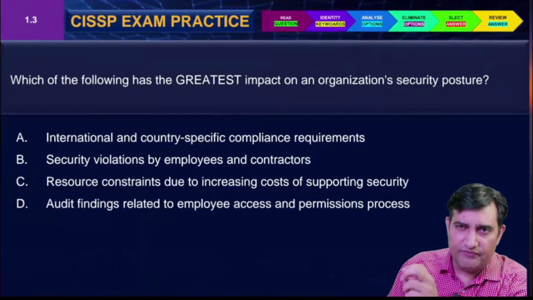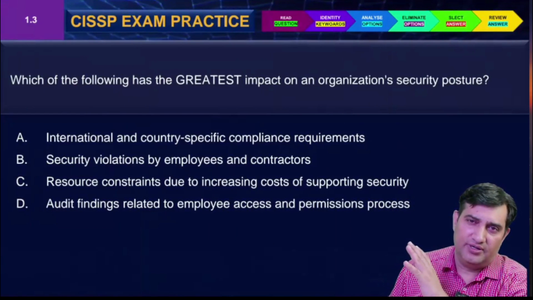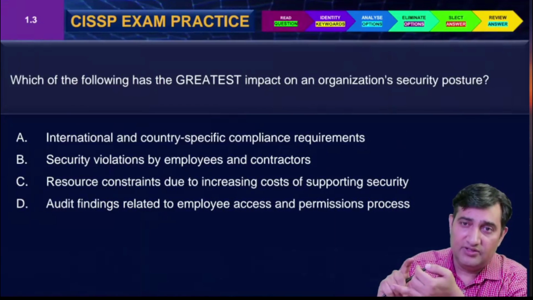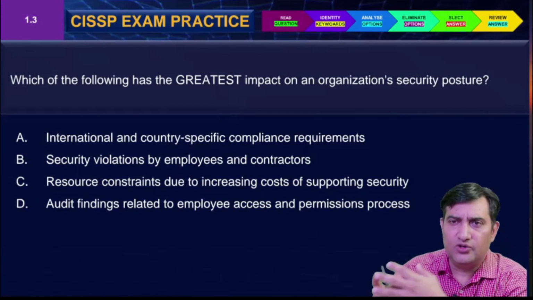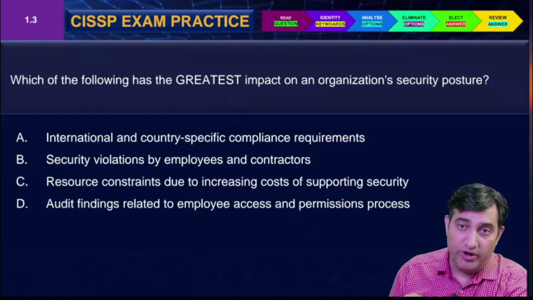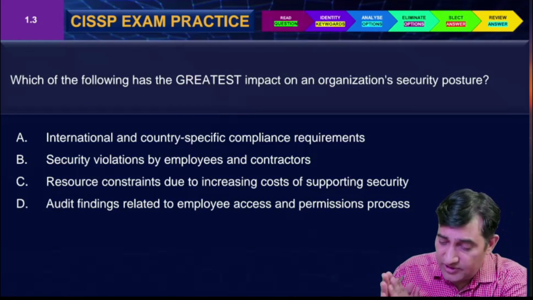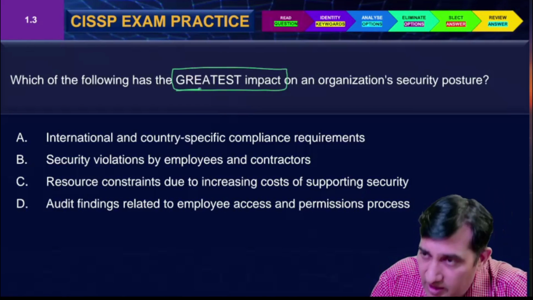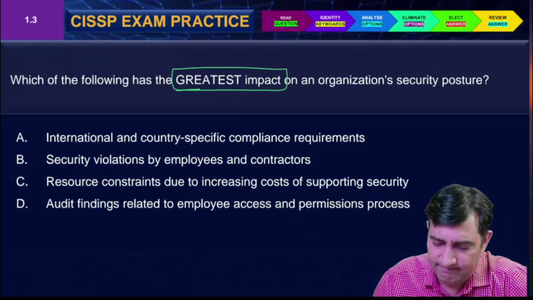Now this question says, which of the following has the greatest impact on organization security posture? And it says international and country specific compliance requirement, security violation by employees and contractors, resource constraint due to increasing cost of supporting security, and audit finding related to employee access and permissions. Question is asking about the greatest impact on organizational security. Can you give it a thought?